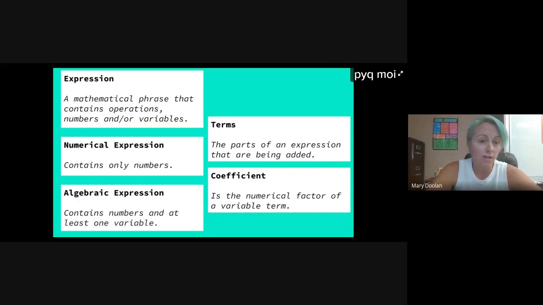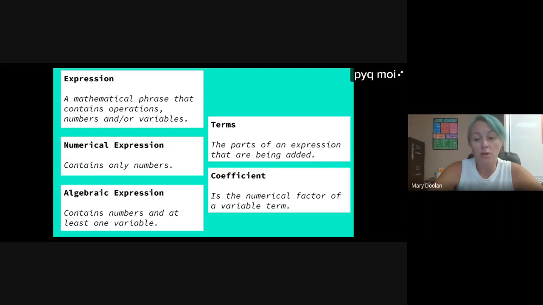Expression, a mathematical phrase that contains operations, numbers, and or variables. And there are two types of expressions. You can have a numerical expression, which is one that contains only numbers, or an algebraic expression, which contains numbers and at least one variable.